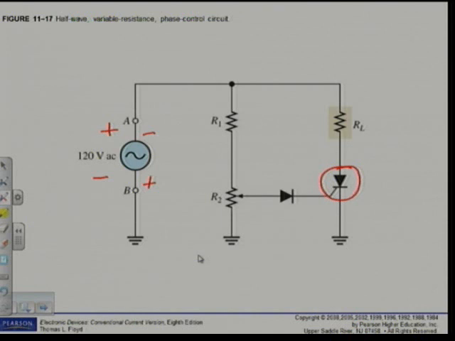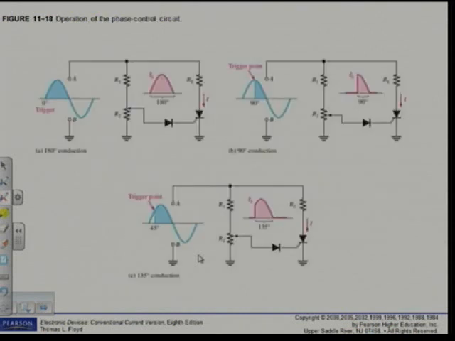Now let's go and have a look at the operation of this circuit. We go to page 564. Alright, this is figure 564. Let's have a look at figure A, when we're going to look at 180 degrees conduction. That means I will have conduction for 180 degrees. Now that means we're going to trigger here at basically 0 degrees.